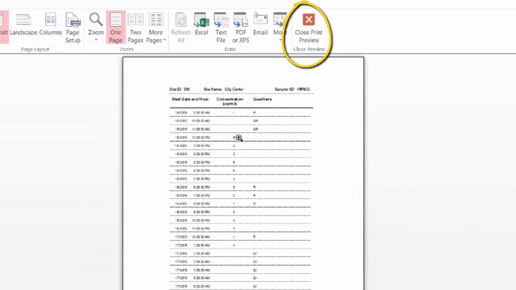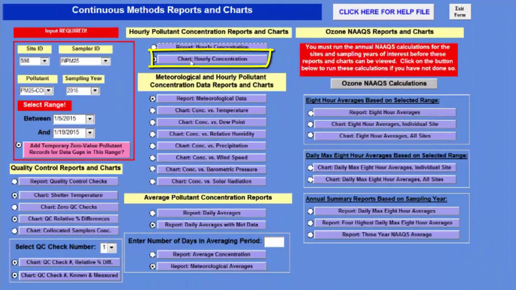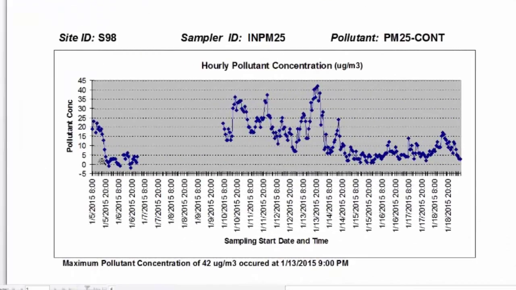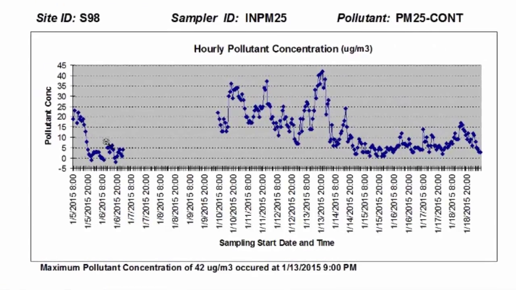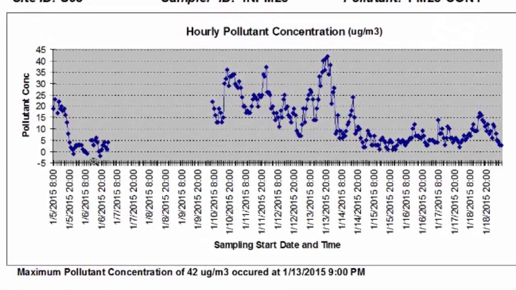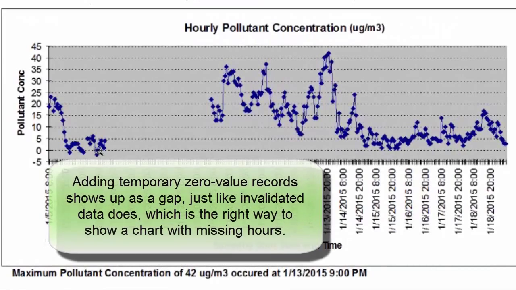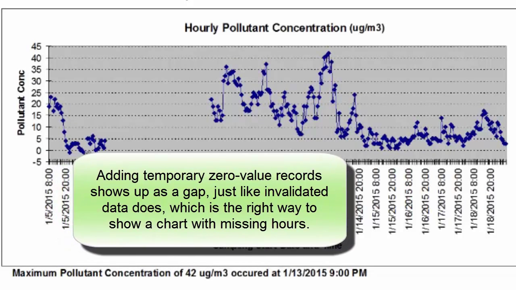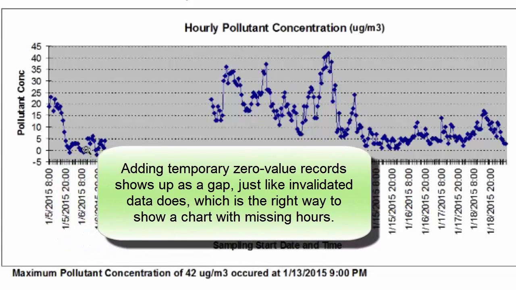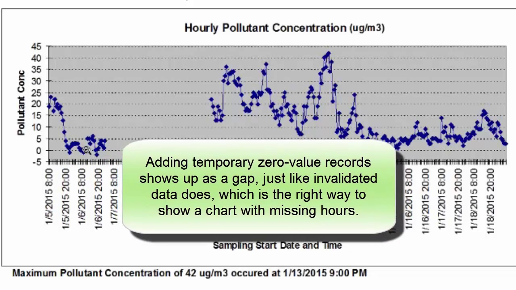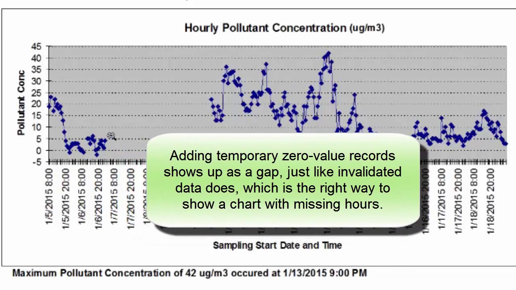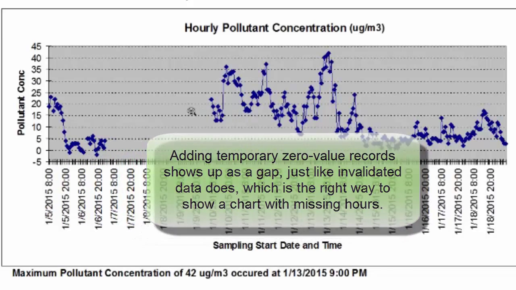I'm going to click on Close Print Preview and take a look at the chart. So let's look at the corresponding chart here. If you're really paying attention, you can see right here at 1/6/2015, there's a break in the line. So this is where the toolbox added those records. So that's how it looks when it adds the records. It shows up with a gap, just like when you invalidate data.